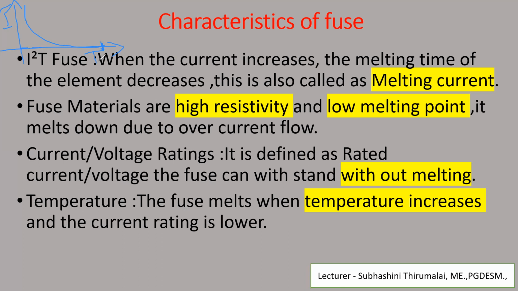So that is called the general characteristics: high resistivity and low melting point. It melts down due to overcurrent flow, and that is a formula for that. Next is current and voltage ratings. The current and voltage rating of the fuse is the normal rated current and rated voltage that the fuse can withstand without melting.